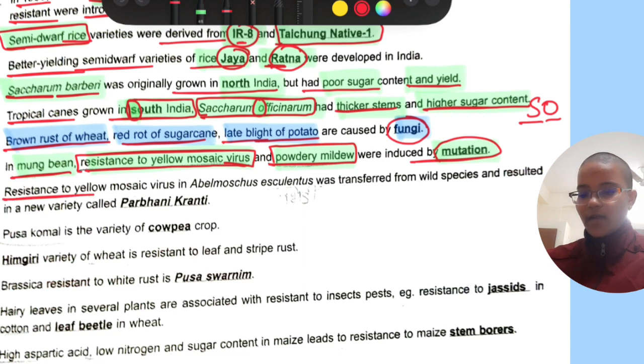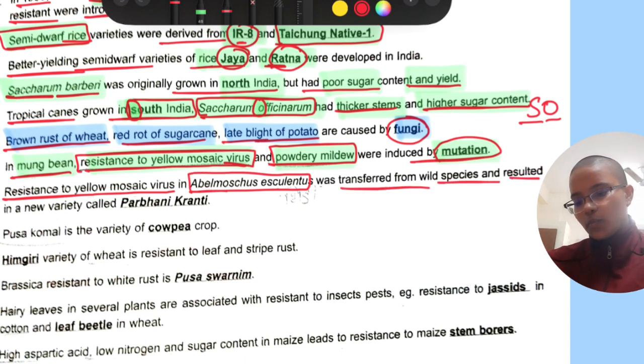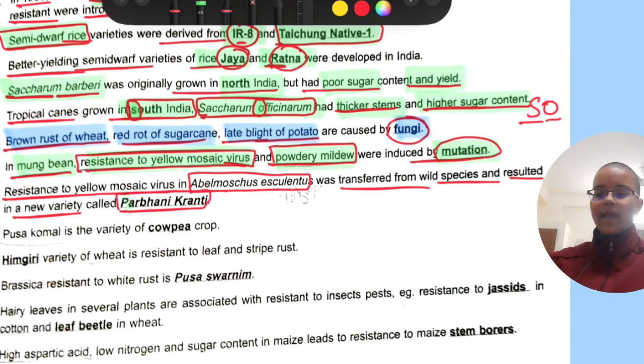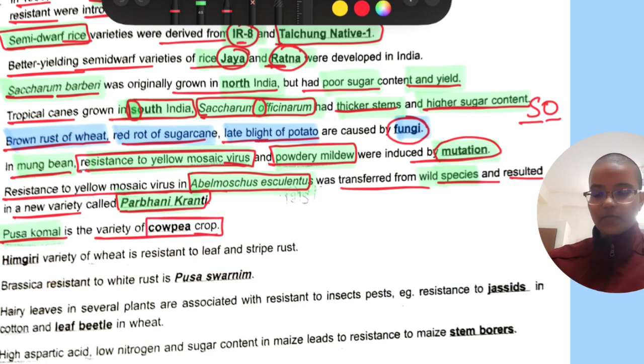Resistance to yellow mosaic virus in Abelmoschus esculentus, that is bhindi, your okra, was transferred from a wild species and resulted in a new variety called Parbhani Kranti. If they ask what Parbhani Kranti is for, you will answer Abelmoschus esculentus, or okra, or bhindi. Pusa Komal is a variety of cowpea crop. Learn that chart from the NCERT.